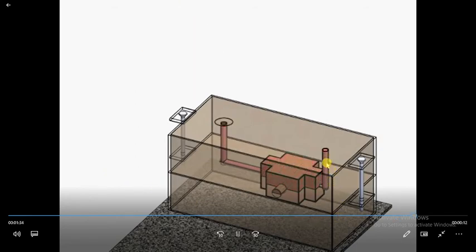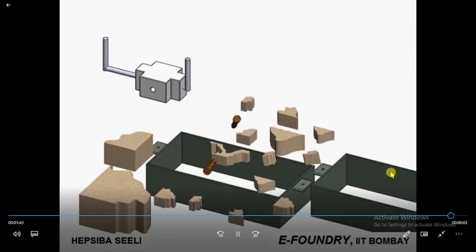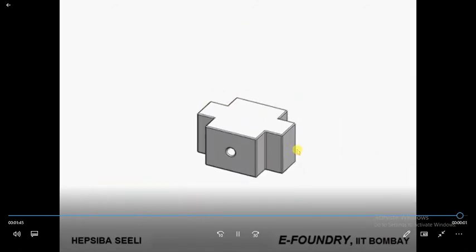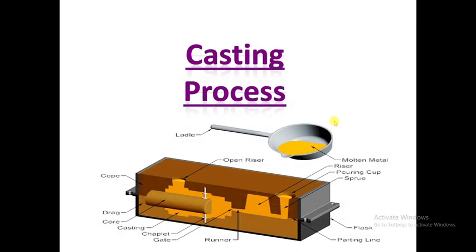Here you can see this is the required part.